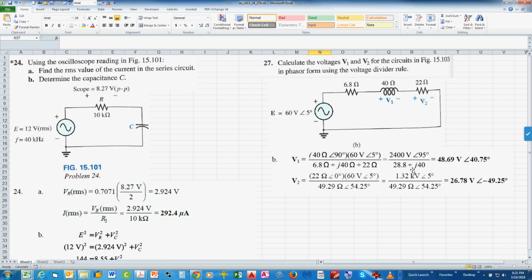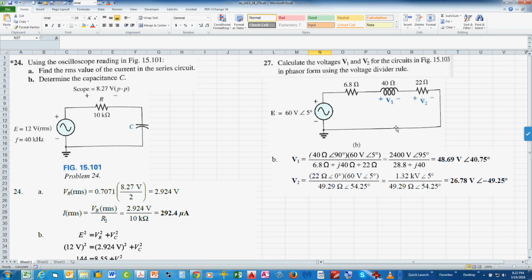phase angle. And then what you have to do here is, and they didn't show it, you have to convert this to phasor polar form, and then you end up getting this answer. You guys know how to do that. You take the square root of 28.8 squared plus 40 squared, and that'll give you this number. And then you take 40 divided by 28.8 and take the inverse tangent of that, and it'll give you this number. Same thing with V2.